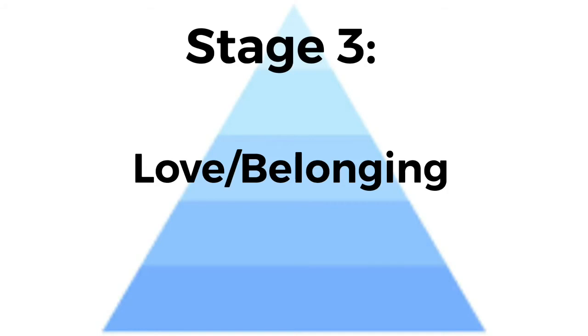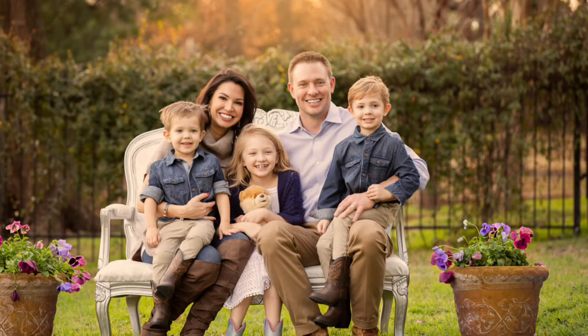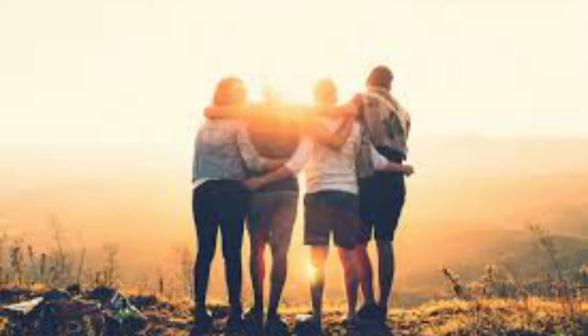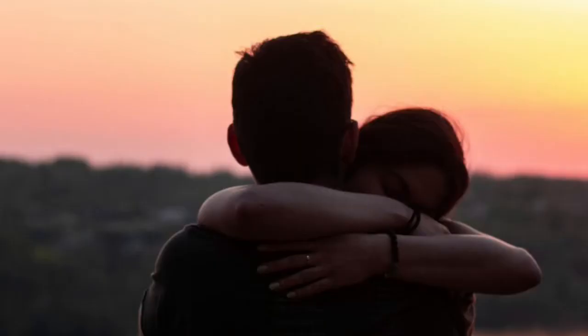Stage 3, love and belonging. One of the more transcendental ideas of the pyramid is love and belonging. The human being is made for community and solidarity. These feelings of belongingness can be met by friendships, intimacy, trust, acceptance, receiving and giving affection, and ultimately, love.